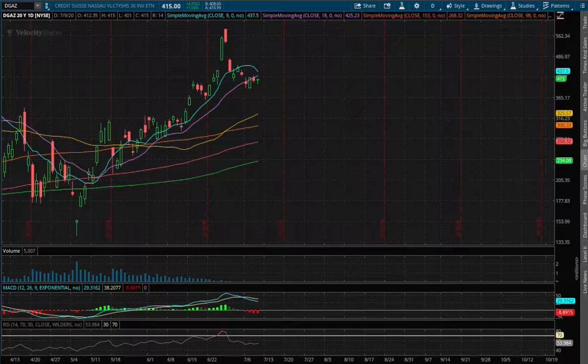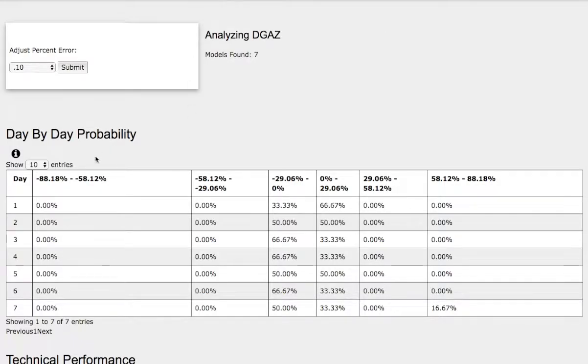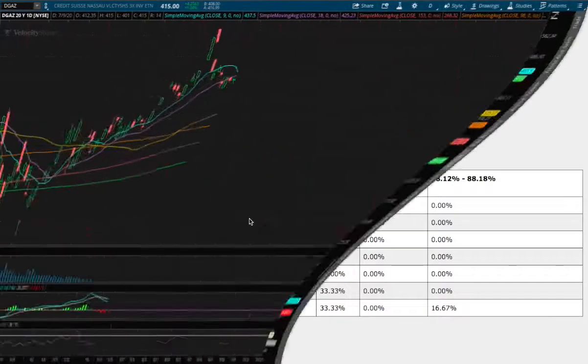So let's examine DGAZ on the day-by-day probability model. As we progress to the 7th day, we have a 33% chance for DGAZ to climb higher between 0 to 29%, and in the further extreme case to the upside, we have a 70% chance for it to climb between 58% to 88%. And to the downside, we have a 50% chance for DGAZ to fall between 0 to negative 29%. We'll be using up 29% and down 29% as our support and resistance levels.